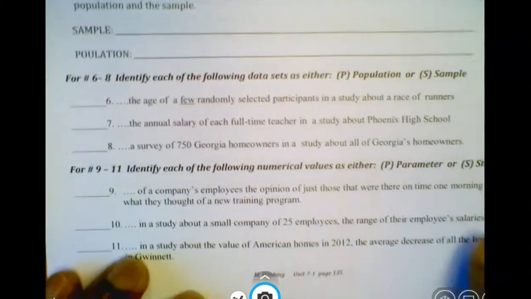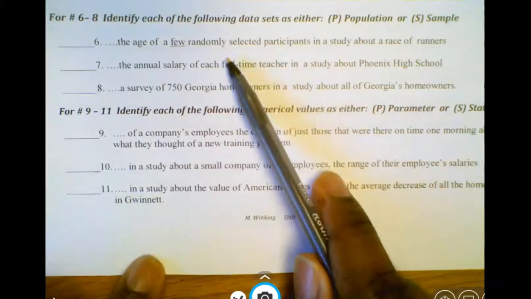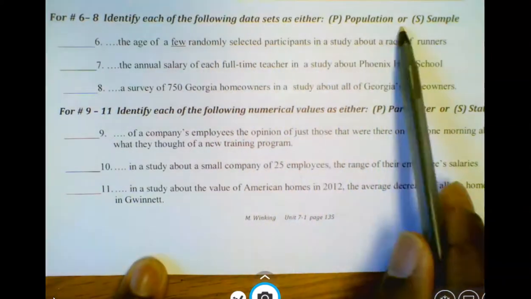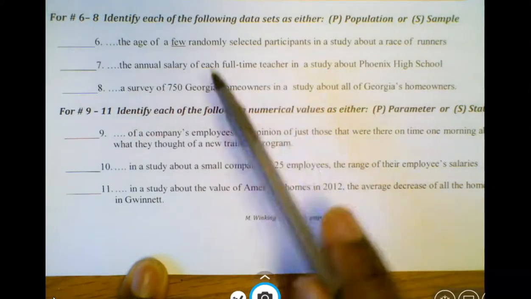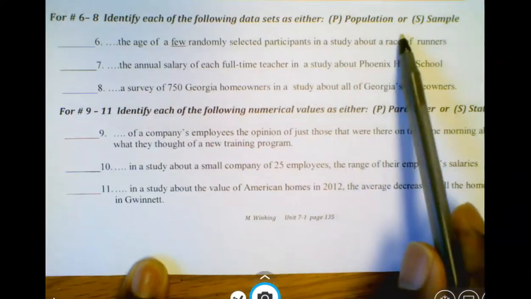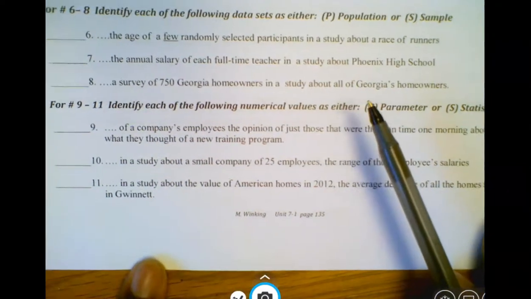All right, number 6 says, identify each following data set as either a population or a sample. I'm going to pause the video and let you think about what each one of these are. So you can put P for population and S for sample. And after you've thought about it, then we'll come back, we'll answer them.